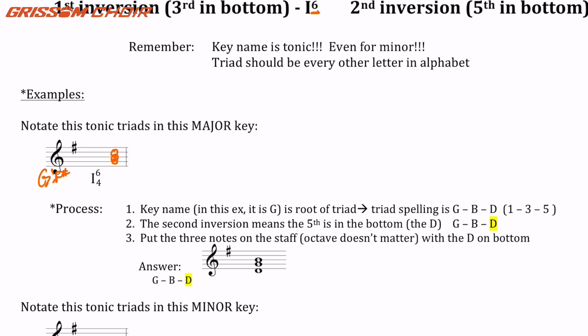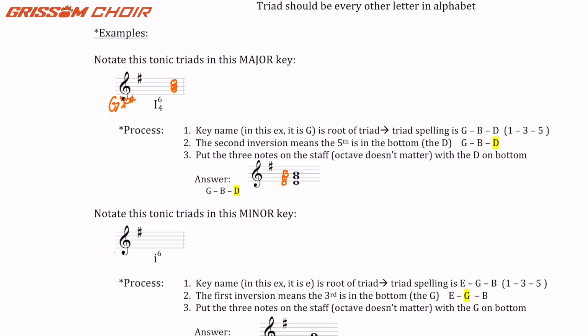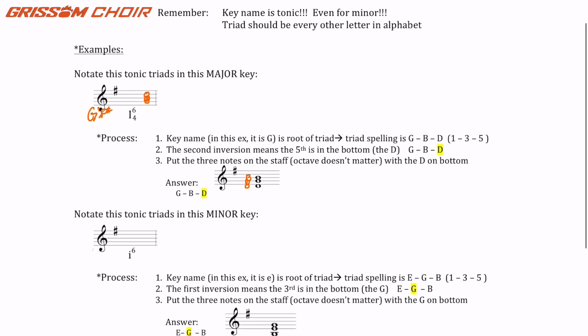So then all that we have to do is put those 3 notes on the staff. It doesn't really matter which octave it is in, and you have to make sure that the D note is on the bottom. Looking at this example, the answer, there's our D in the bottom, there's our G, and there's our B. A I6-4 in the key of G major would be D, G, and B.